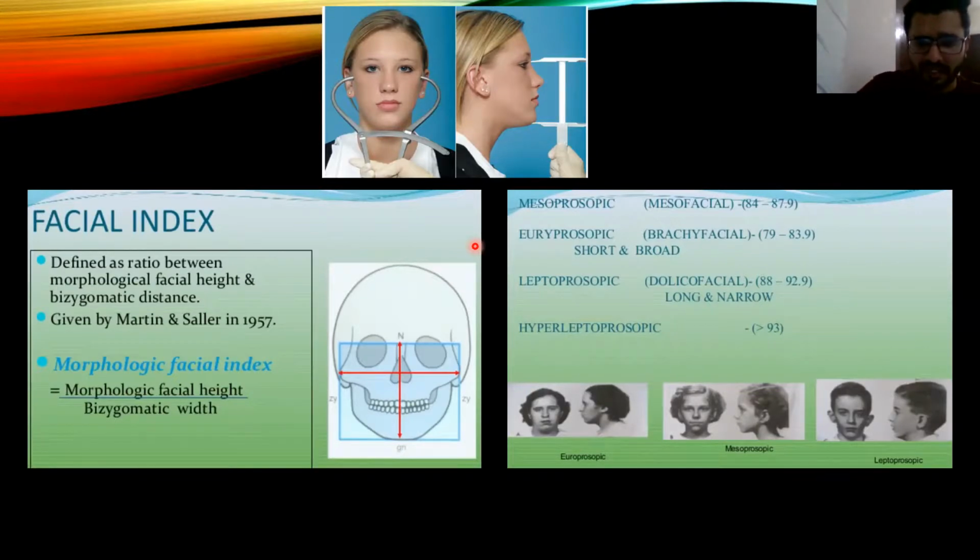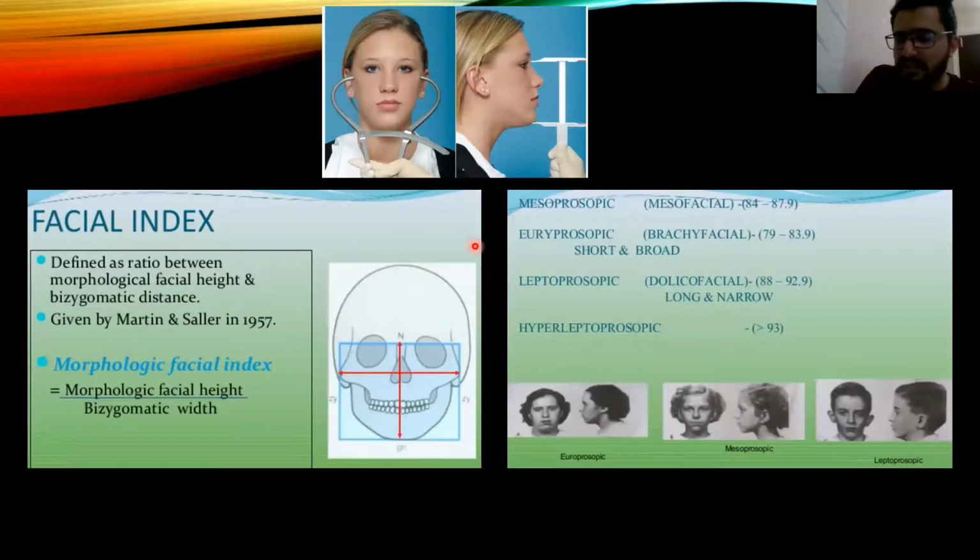This will be your facial index. The width of your face, you're going to measure it with a bow caliper. You're going to measure the width of your face with a bow caliper and the facial height with a vernier caliper.